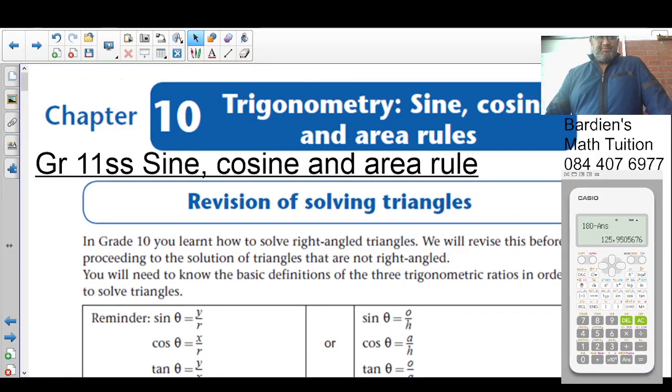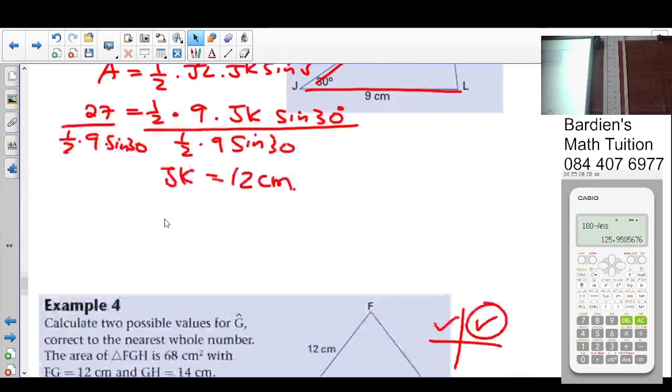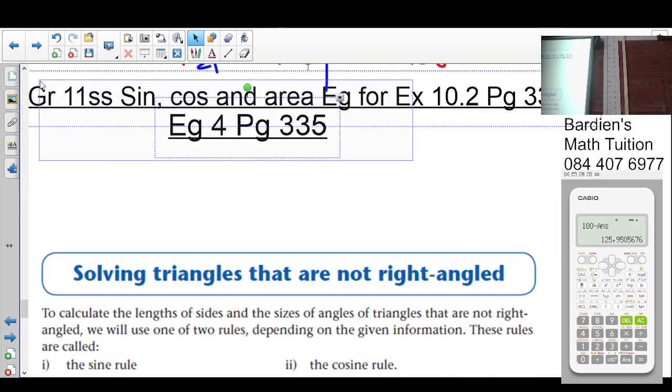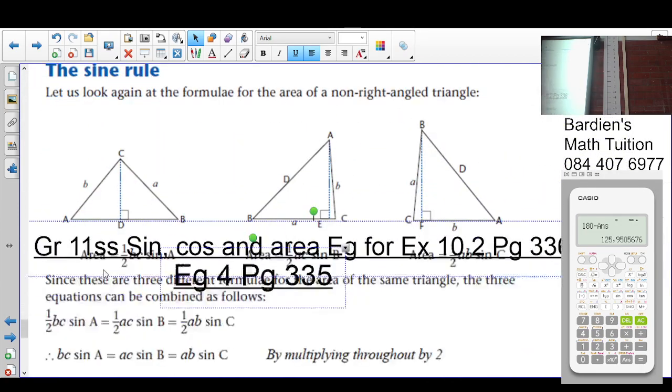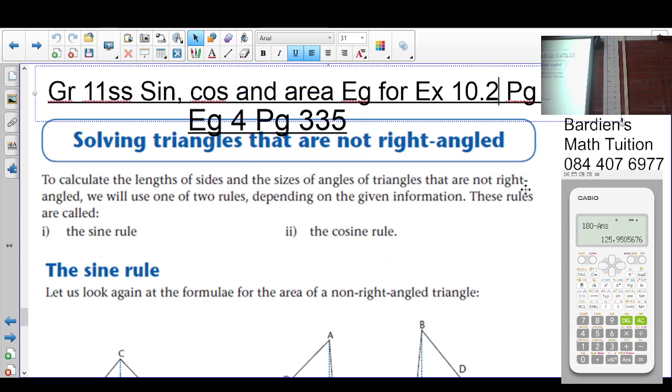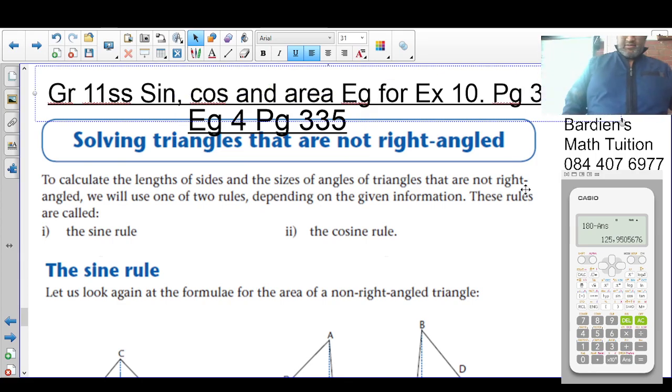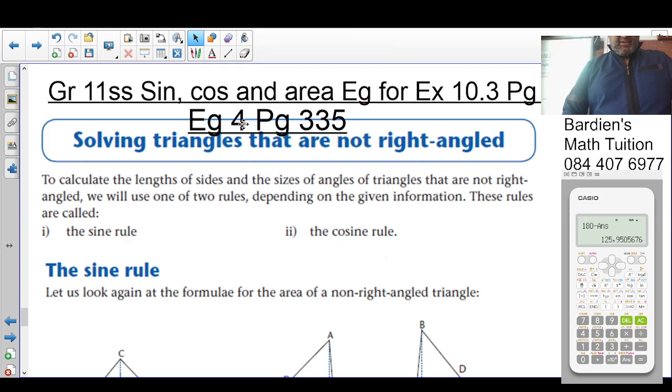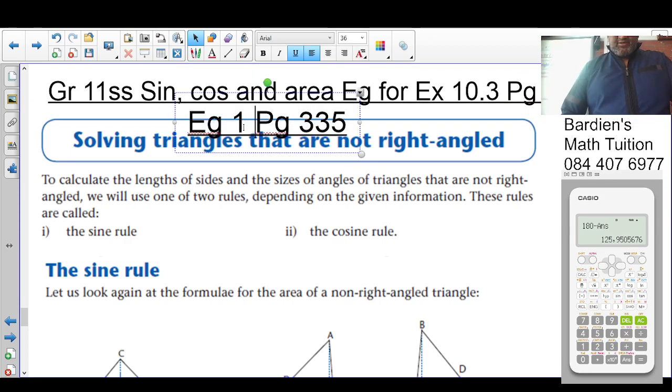Okay, good morning, class. So today we're looking at trigonometry, sine, cos, and area rule. At this point, we were looking at examples for exercise 10.3, and 10.3 is on page, sorry, 343. Okay, the example 1 is on page 341.